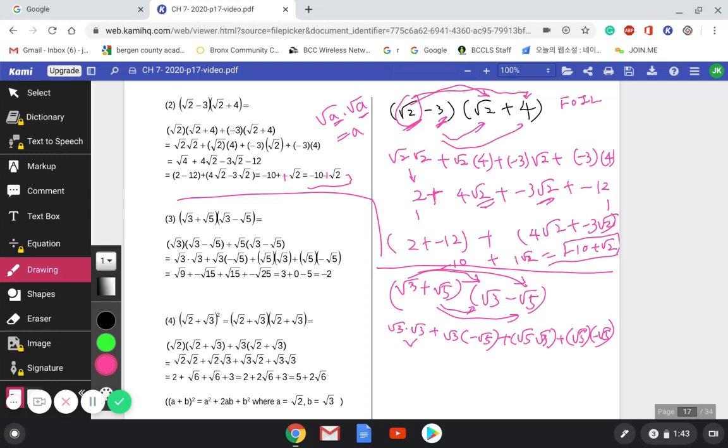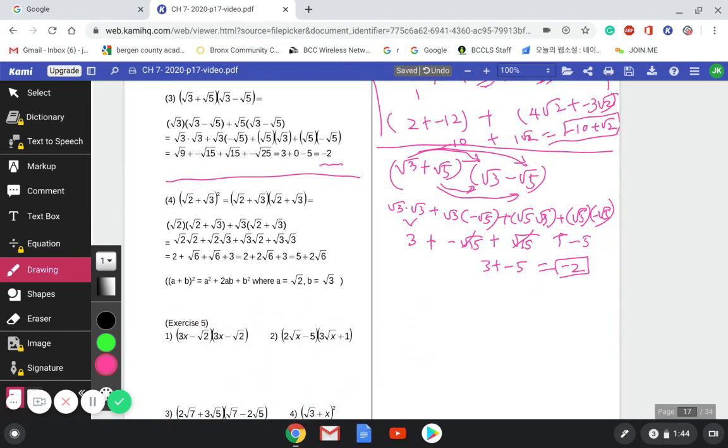When you do that, this will become 3 and negative square root of 15 and positive square root of 15 and negative 5. So these two cancel out. You end up with 3 plus negative 5, which is negative 2. So that's your final answer. Same thing goes with when you square them. So that's number 3.